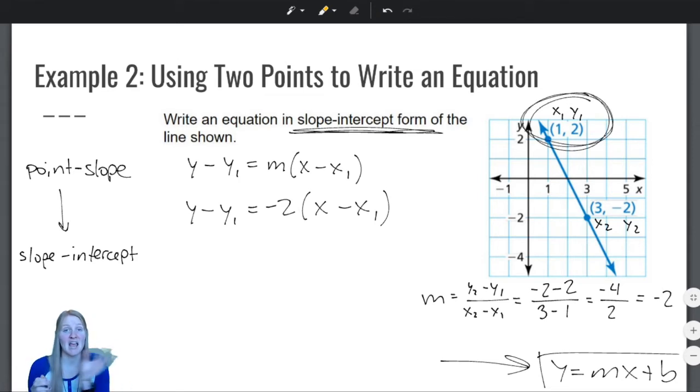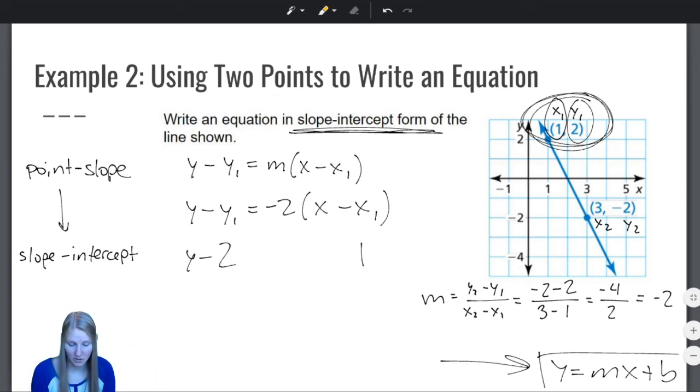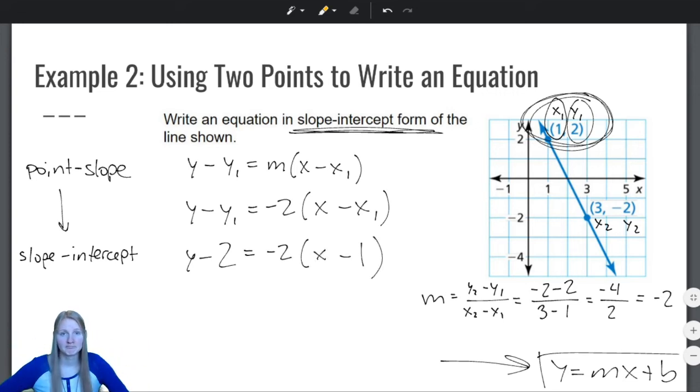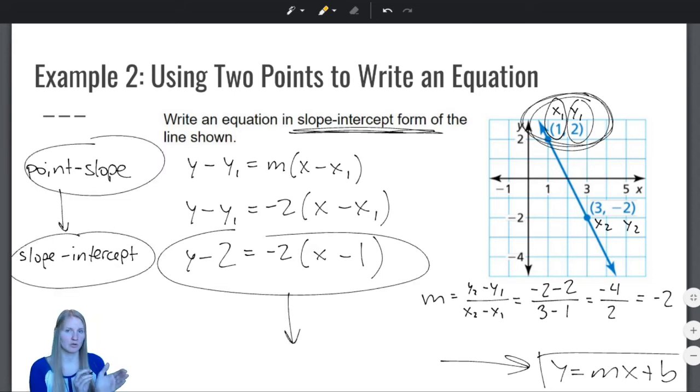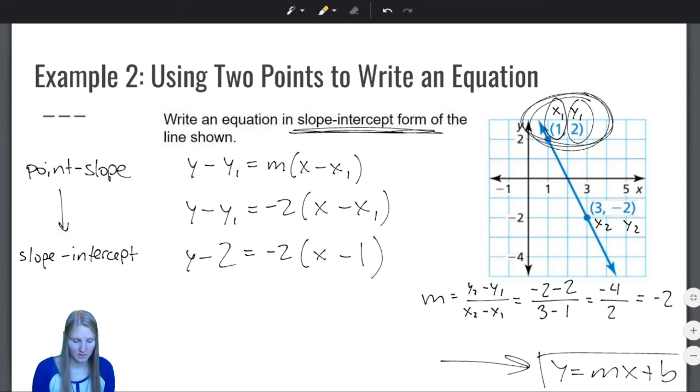But labeling x1 and y1 makes it really easy to plug things in to our equation, because x1 is 1 and y1 is 2. So we have y minus 2 equals negative 2 times x minus 1. There you go. Now remember that we have point-slope form right now, but we need to move to slope-intercept form. So we are going to distribute the -2.